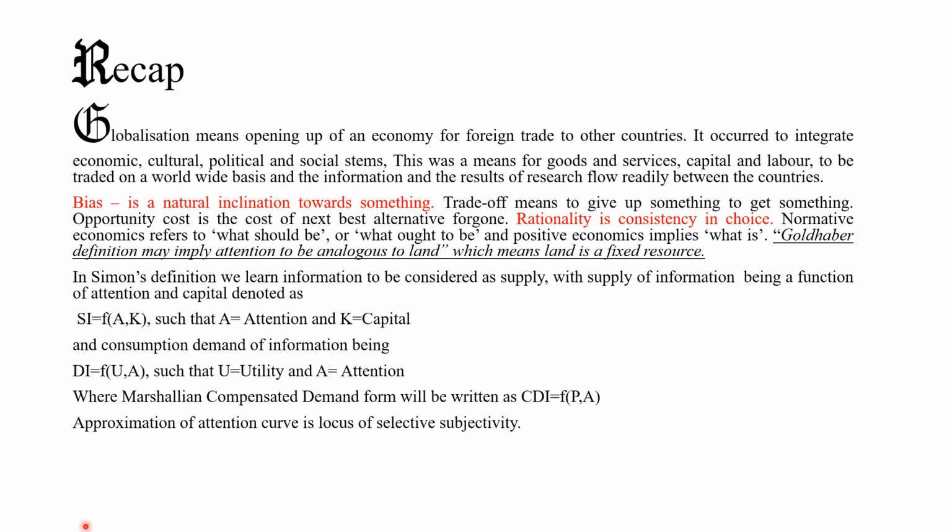And if we want, by any chance, to approximate the attention curve with the traditional definition of supply function and demand function, having an attention curve would be very difficult, but it can be approximated to a locus of selective subjectivity.